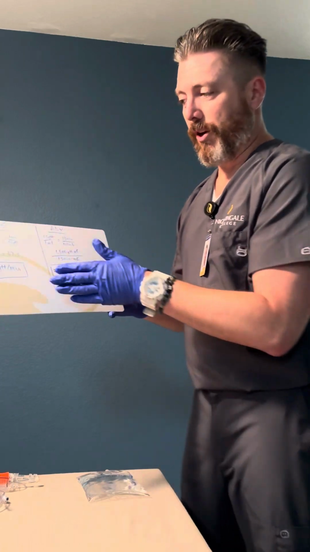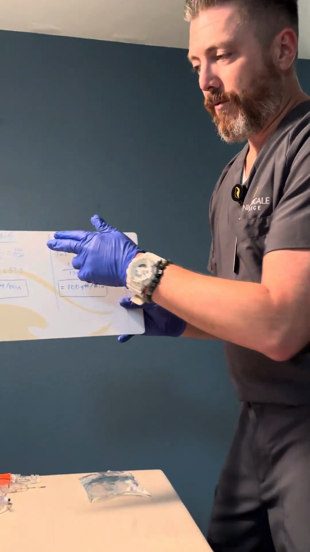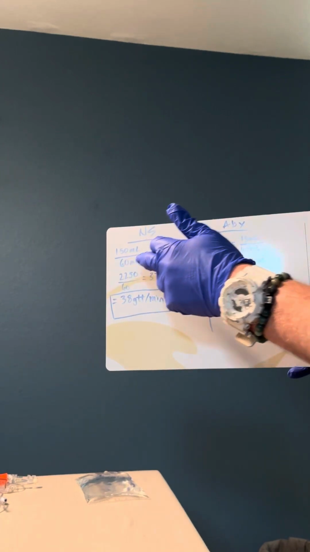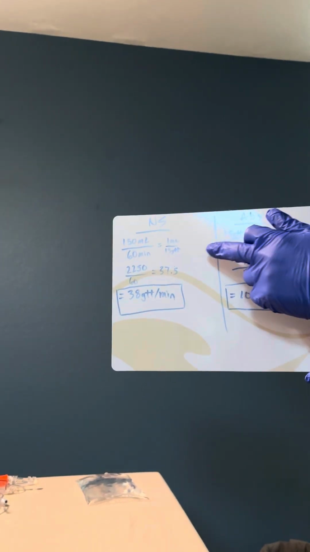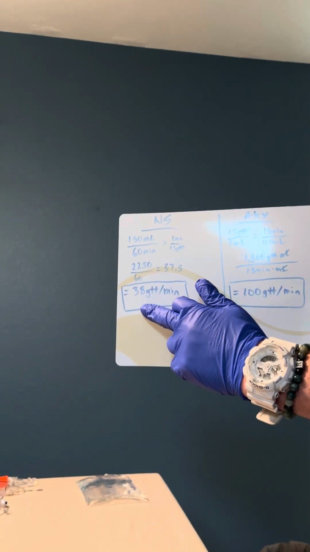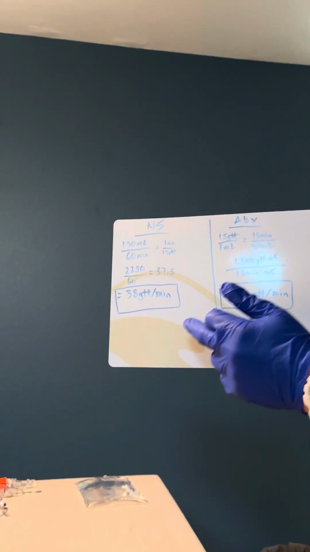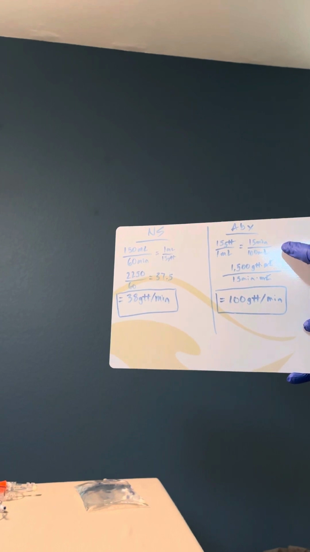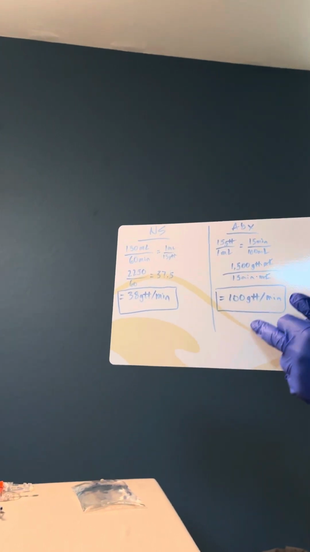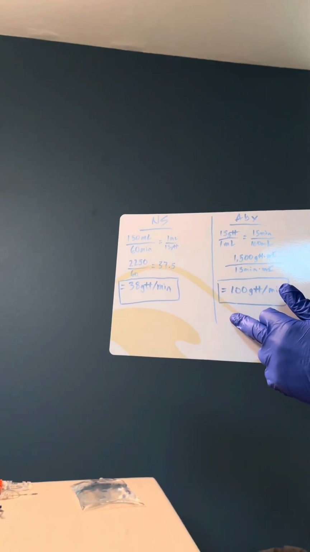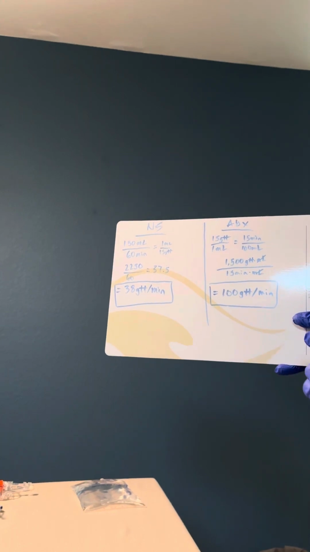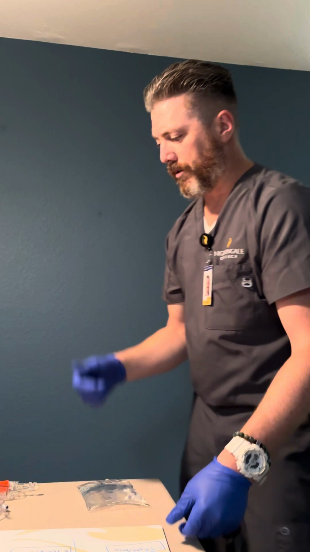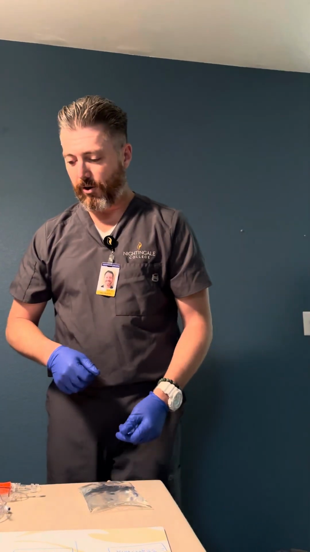See, I've done the dosage right here for the drip factor. For the saline, it's going to be 150 mLs over 60 minutes, and that comes out to a total drip factor of 38 drops per minute. For the antibiotic amoxicillin, it's going to be 100 mLs over 15 minutes, and it comes out to a drip factor of 100 drops per minute. So that's what I'll be counting when I'm doing the drip chamber.